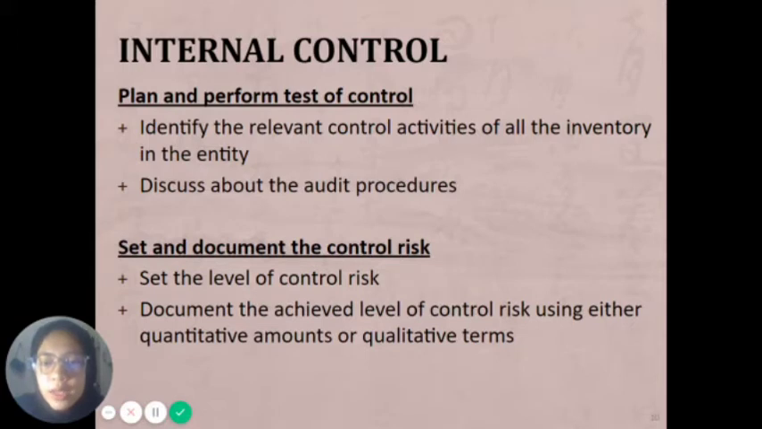The auditor needs to identify the relevant control activities of all the inventory in the entity to prevent misstatements, for example, misstatement of counting. And then the auditor also needs to discuss the audit procedures that occurred. The second one is to set and document the control risk. That is, the auditor needs to set the level of control risk. The auditor also needs to document the achieved level of control risk using either quantitative amounts or qualitative terms.